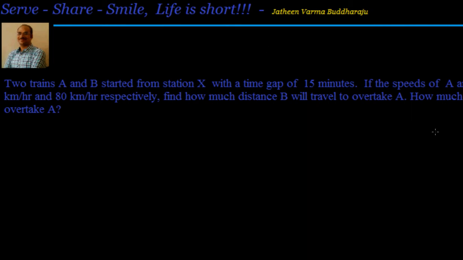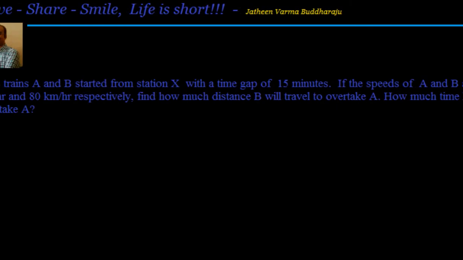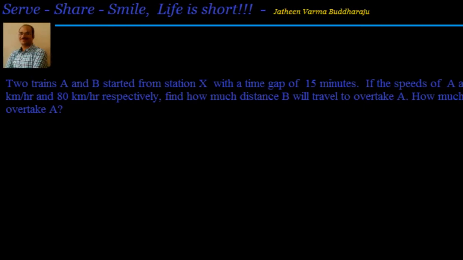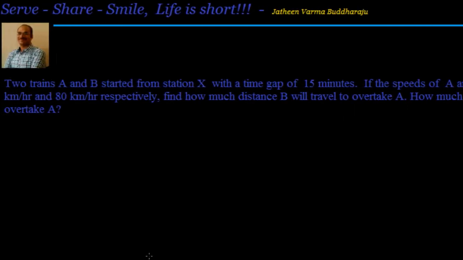Two trains A and B started from station X with a time gap of 15 minutes. If the speeds of A and B are 60 and 80 kilometers per hour, find how much distance B will travel and also how much time B needs to overtake A.